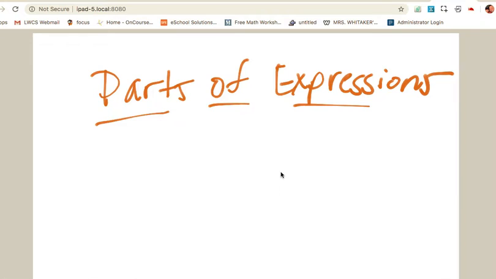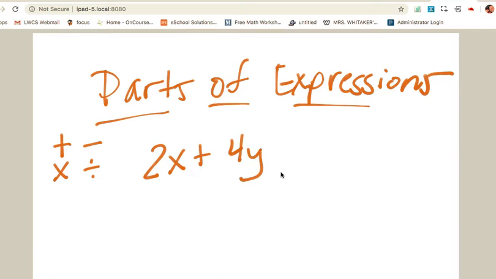The first part that we need to know is terms. The terms are usually the groups of numbers and letters that are around the operations, like adding, subtracting, multiplying, dividing. So if I have this example, 2x plus 4y equals 9. Okay, so what we know here is that there are two terms.